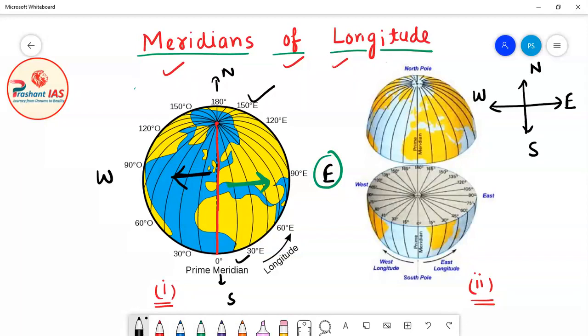Okay, so these parts are lying to the east of the prime meridian, and these parts are lying to the west of the prime meridian. So what happened is that, as the equator has divided the earth into north and south, the prime meridian divides the earth into east and west. So these parts are to the east of the prime meridian, and friends, these parts are to the west of the prime meridian.